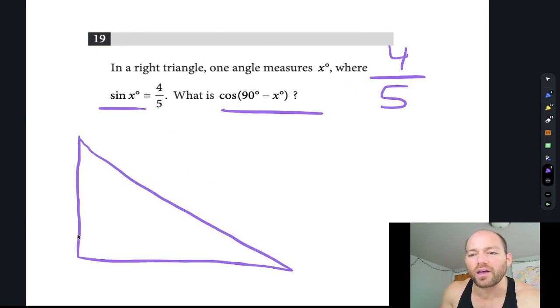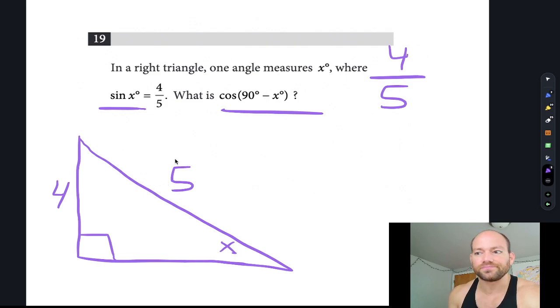Let's just draw a right triangle. This would be a decent way to start a problem like this if you didn't already know this rule. They mention a right triangle, so let's go ahead and draw a right triangle. They say one angle measures x degrees, so let's pick an angle to be x degrees. I picked that one. We could have picked either one of these two, right? Obviously, we're not picking the right angle. You know that, right? Sine is opposite over hypotenuse, so the opposite side from x is this side here. So I'll label that 4. Hypotenuse I'll label 5. And now they want to know the cosine of 90 minus x.